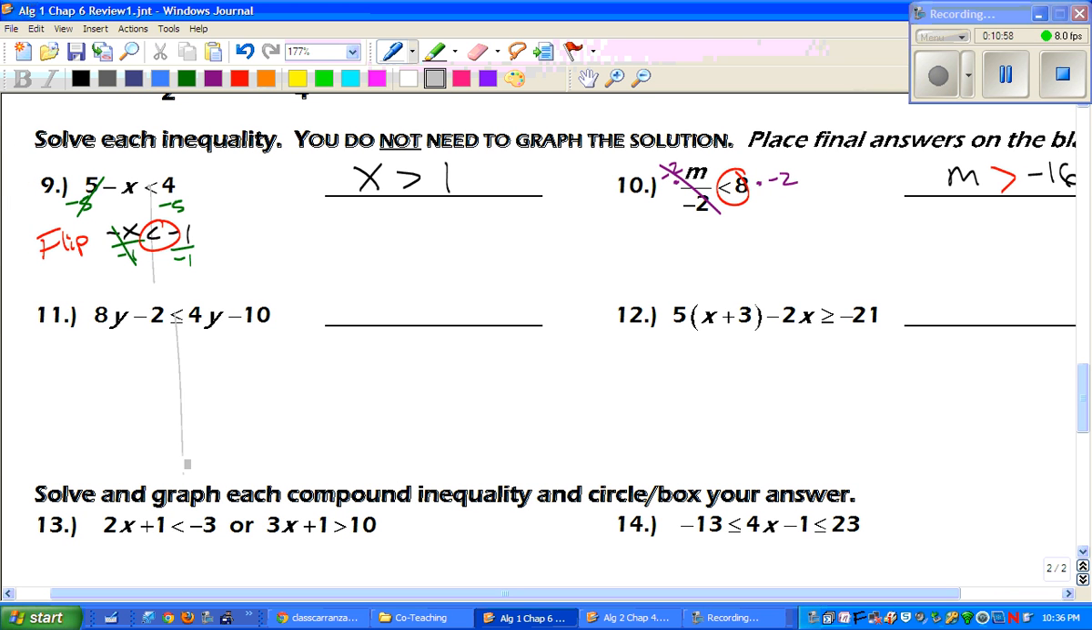Alright, number 11, we got a little bit more work. Okay, we got to get all of our variables to one side, so subtract the 4y. And you get 4y minus 2 is less than or equal to -10. Start solving for y. And the last step is to divide. And when you're all done, you get y is less than or equal to -2.